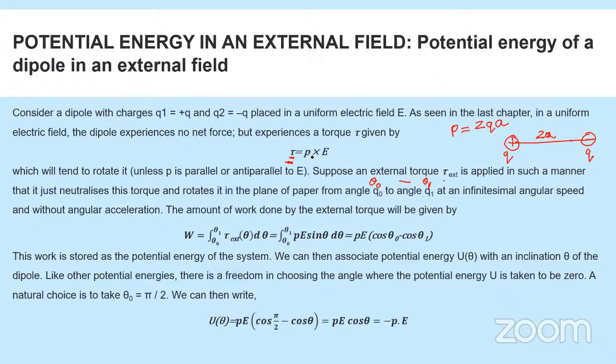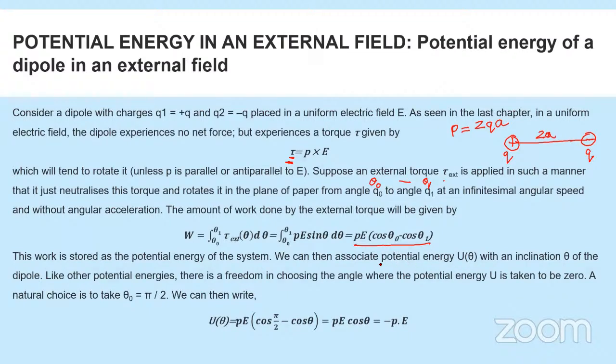See, it's a vector product. So when you want to just find the magnitude of it, you are going to put it as PE sine theta d theta. When you integrate it from theta 0 to theta 1, you are going to get this expression. So this is the amount of work done by an external torque, and this work is then stored in the system as potential energy.